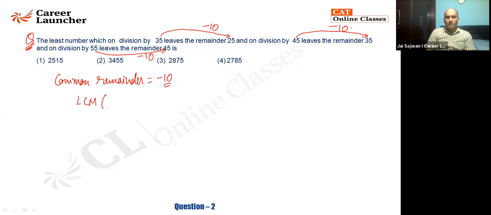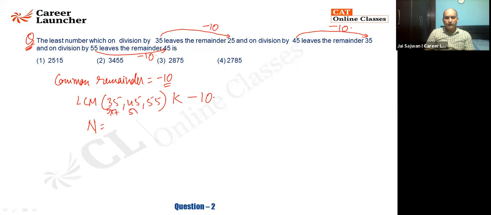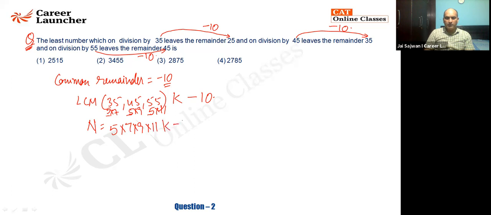So I can replace it with the common remainder. Of course, the common remainder is coming out to be negative here, but the common remainder is -10. So I'll take a common multiple of 35, 45 and 55. Whatever multiple it is, -10 is the answer. Fine. So n is equal to, look at this. This is 5 into 7. This is 5 into 9. This is 5 into 11. 5 is common. Write the common value only once. 7 into 9 into 11, because there is nothing common between them. Its multiple, -10.